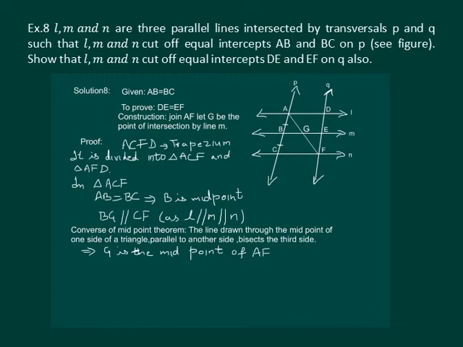Similarly, in triangle AFD, condition 1 holds. Also, GE is parallel to AD as M and L are parallel. This time, the converse of the midpoint theorem holds again, and we can say E is the midpoint of DF. This implies that DE is equal to EF. Hence proved.